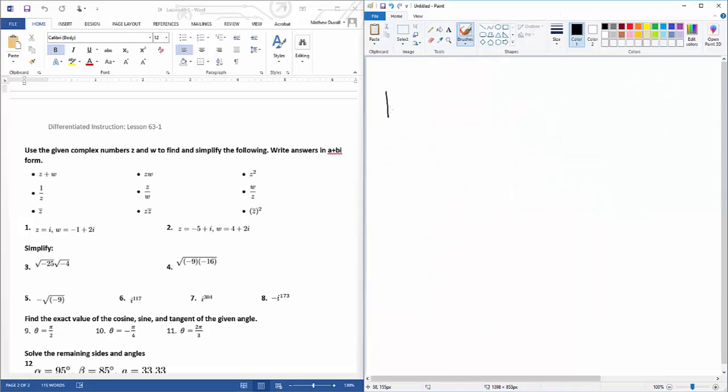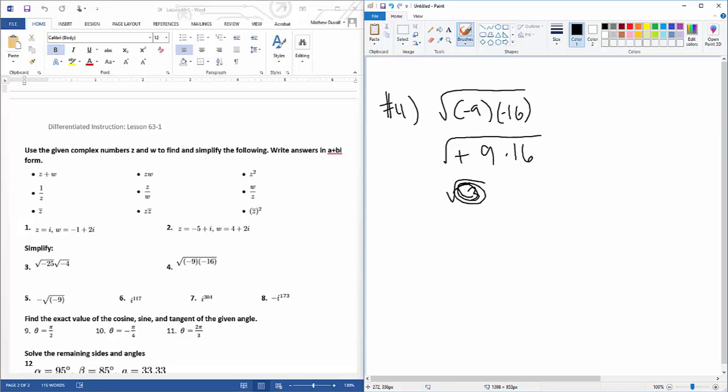Like number 4. Square root of -9 times -16. Well, a negative times a negative is a positive. So that's going to be a positive, and then I still have my 9 times my 16, and so that's going to be radical 9 times radical 16, which is 3 times 4, which is 12.